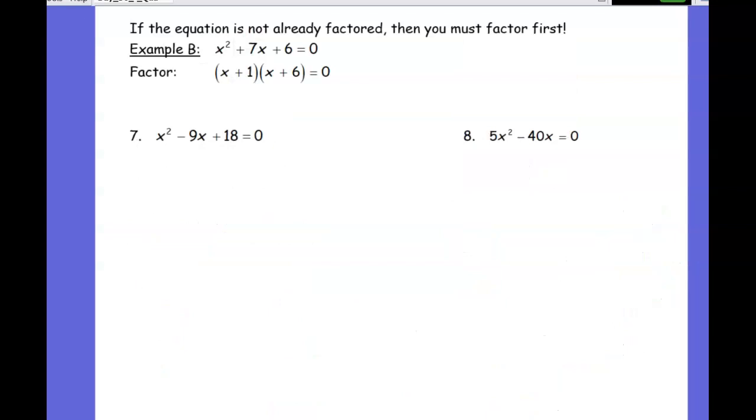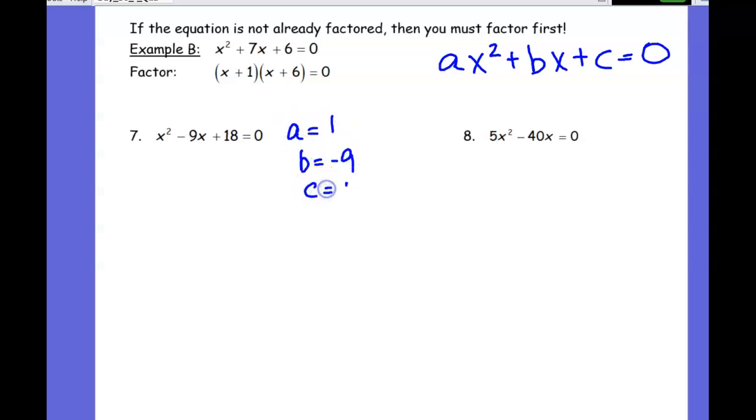If the equation is not already factored, then you must factor first. And it's very important that you get it into the standard form, which means you might have to move some things around to get it into that form. In example number 7, we don't have to move anything, but our A is 1, our B is negative 9, and our C is 18.